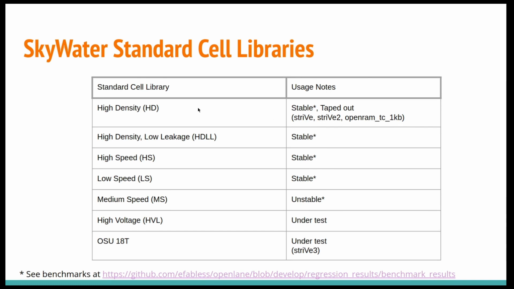So here is a list of the standard cell libraries in the SkyWater PDK, as well as their current status and compatibility with OpenLANE. The ones that have an asterisk next to them have a sheet in our repo under benchmark results, at the link that you see down there. Every sheet lists around 40 designs, and stable here means that most of these designs finish DRC clean and LVS clean. Unstable means that some or many designs might be failing under this library, and under test means that there isn't a corresponding sheet yet.